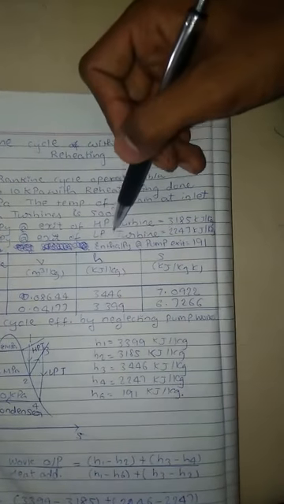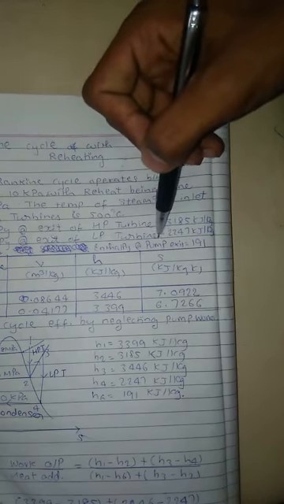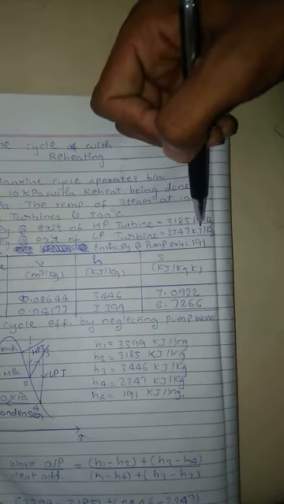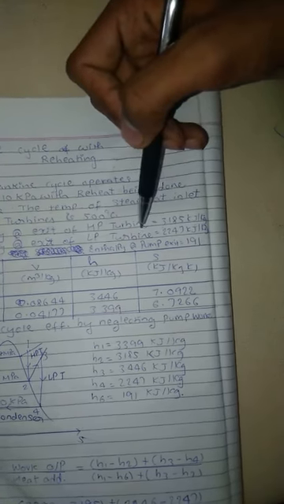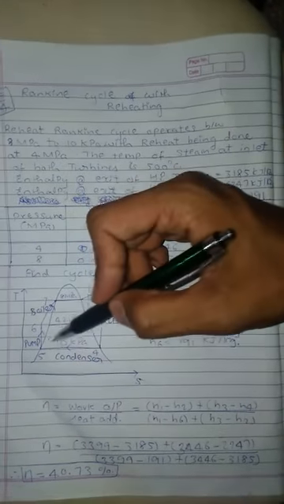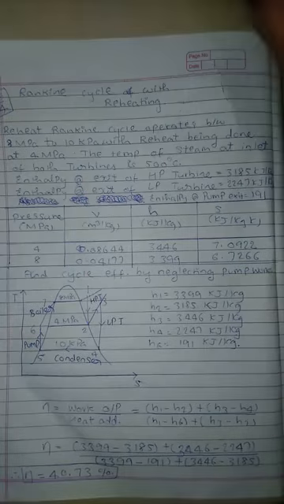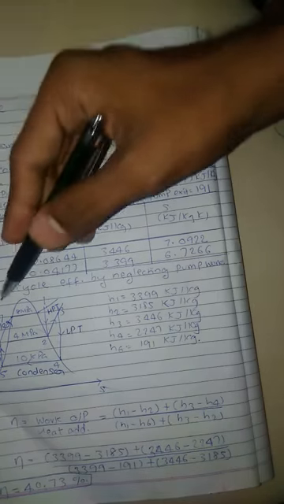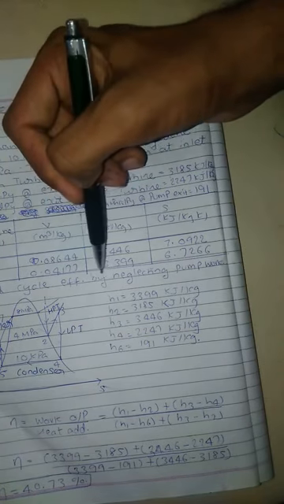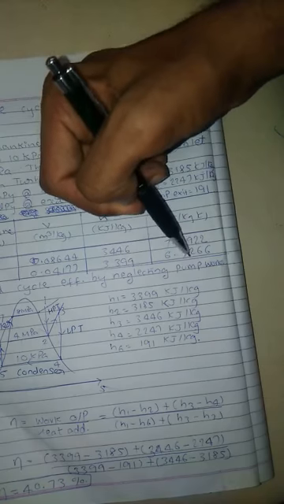And enthalpy at pump exit is 191 kilojoule per kg, at 0.6. Okay, and this is a table given to you. Find the cycle efficiency by neglecting the pump work.